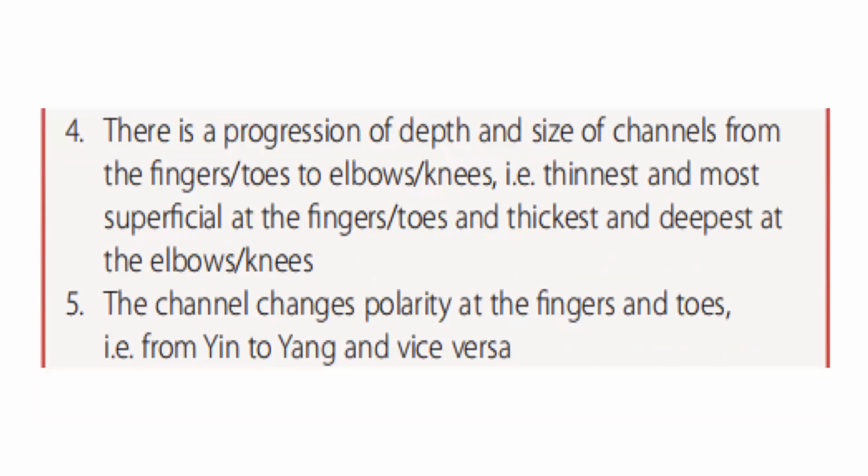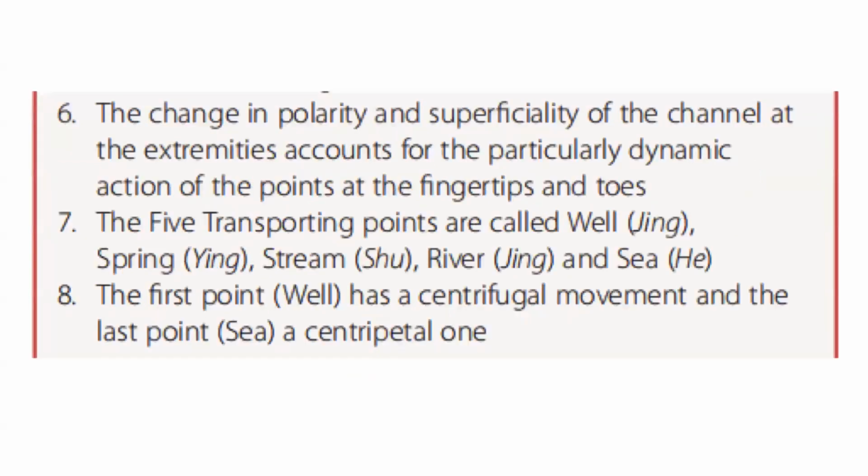Number 4, there is a progression of depth and size of channels from the fingers and toes to elbows and knees, that is, the thinnest and most superficial at the fingers and toes, and thickest and deepest at the elbows or knees. Number 5, the channel changes polarity at the fingers and toes, that is from yin to yang and vice versa. The change in polarity and superficiality of the channel at the extremities accounts for the particularly dynamic actions of the points at the fingertips and toes.